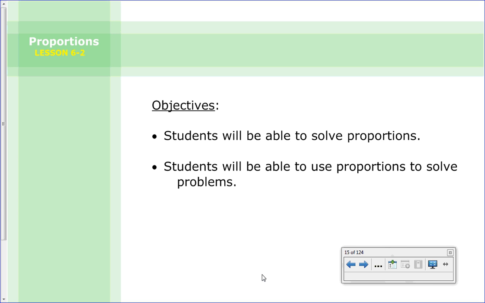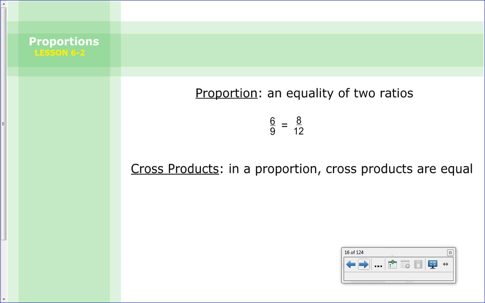In tonight's lesson, we have two objectives. First, you will be able to solve proportions, and secondly, you will be able to use proportions to solve different sorts of problems. Now first, what is a proportion?